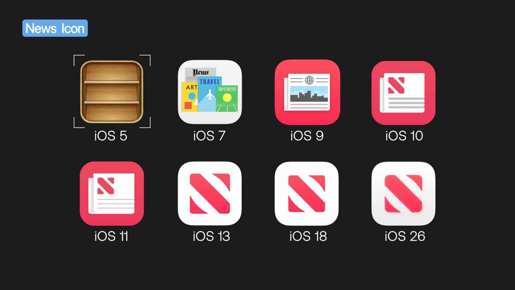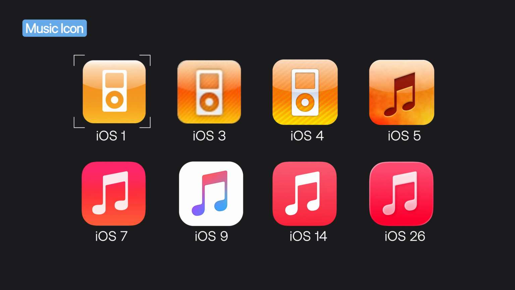iOS 5 also introduced the News app, a wooden bookshelf. iOS 7 showed more magazines, and starting with iOS 9, everything gradually simplified until today. The Music app was initially called iPod and was represented by one on an orange background. iOS 3 added lines, and starting with iOS 5, the app was renamed Music and had a musical note as symbol. The colors kept changing until today.